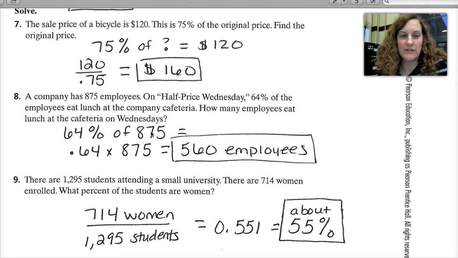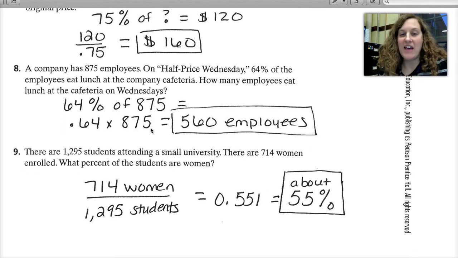A company has 875 employees. On Half Price Wednesdays, 64% of the employees eat lunch at the cafeteria. How many employees eat in the cafeteria? Well, they tell you that they have 875 employees. They tell you that it's 64% of them, so you just take the 64/100, multiply it by 875, and you get your 560 employees.